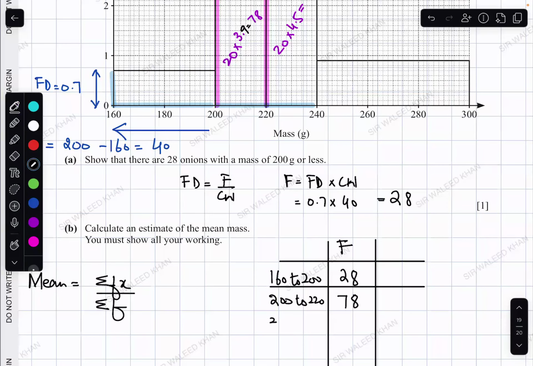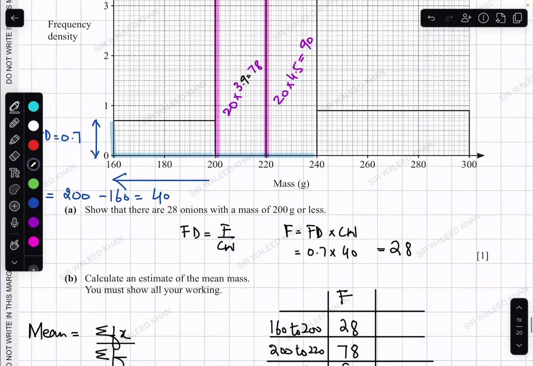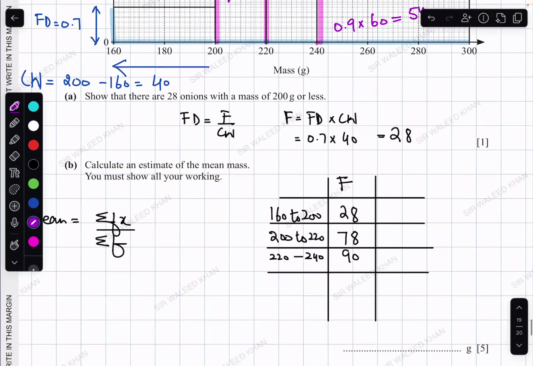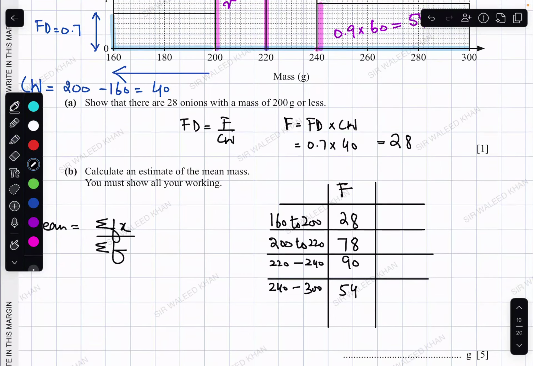So 90 over here. This was for 220 to 240. Next one. We have this width, which is 300 minus 240, which is 60, times the height of it. What is the height of the bar? The height of the bar is 0.9. 0.9 times 60 is 54. So you got all the values for frequency: 28, 78, 90, 54.